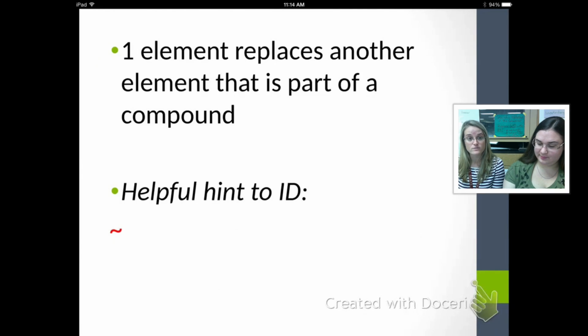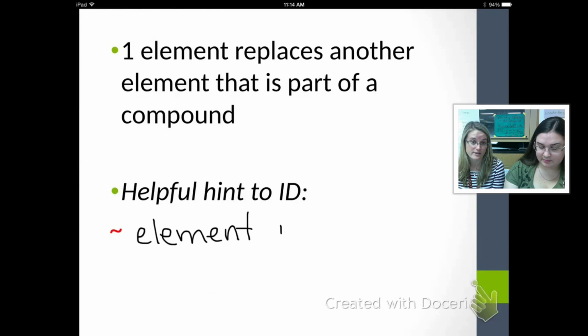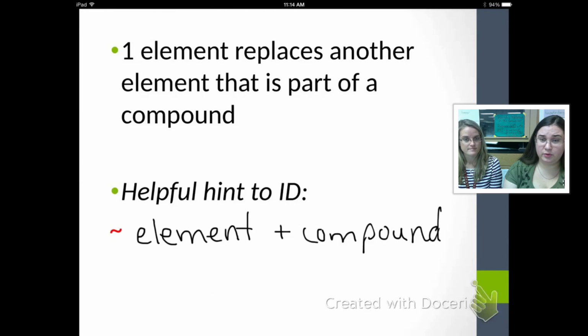Okay, so now we're going to move to the right of the single replacement box. And our general definition for single replacement is that we have one element replaces another element in a compound. Our helpful hint to ID single replacement is generally it looks like an element plus a compound, and it gives you a new element plus a new compound. When you go through them and you say single element, it's usually going to be a single replacement.